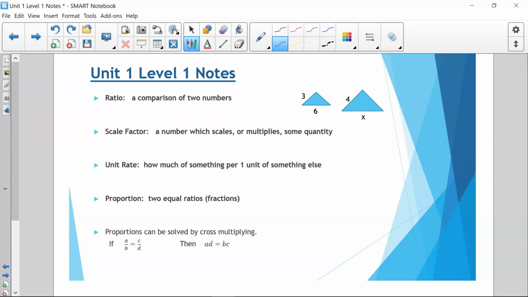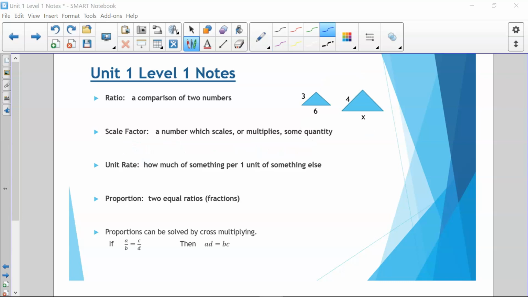Similarly, I can find the scale factor that scales this bigger triangle to become smaller. So I can say 4 times what scale factor would equal 3. And if I solve this one, I would divide by 4, and my scale factor would be 3/4 or 0.75. That means this triangle is 0.75 times the size of the bigger one, so it got smaller.